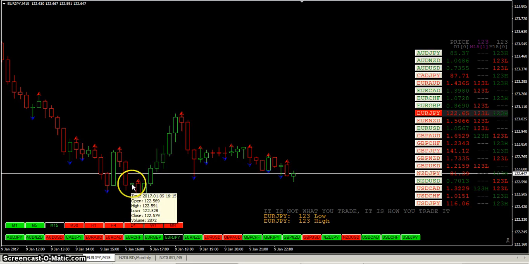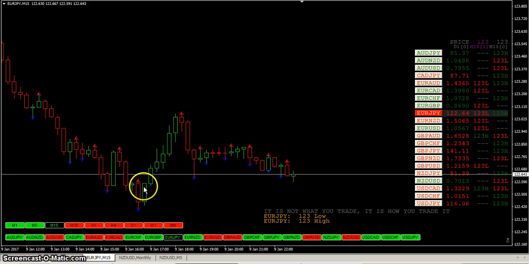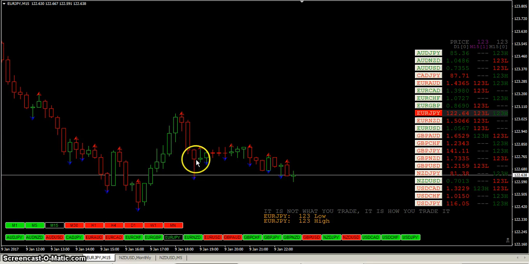So see here, higher low, lower low, higher low. So now, when this bar closes, you can take the long entry. Okay, let's look at this one. Lower high, higher high, lower high. So when this bar closes, you can take the short. That's how the 1, 2, 3 works.